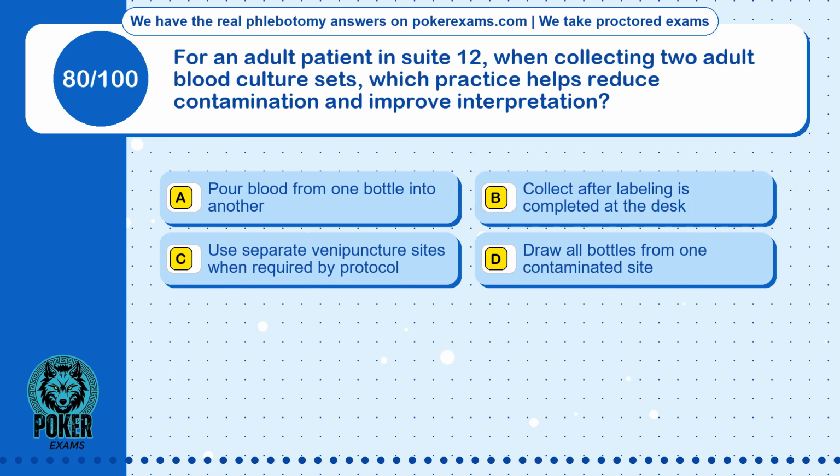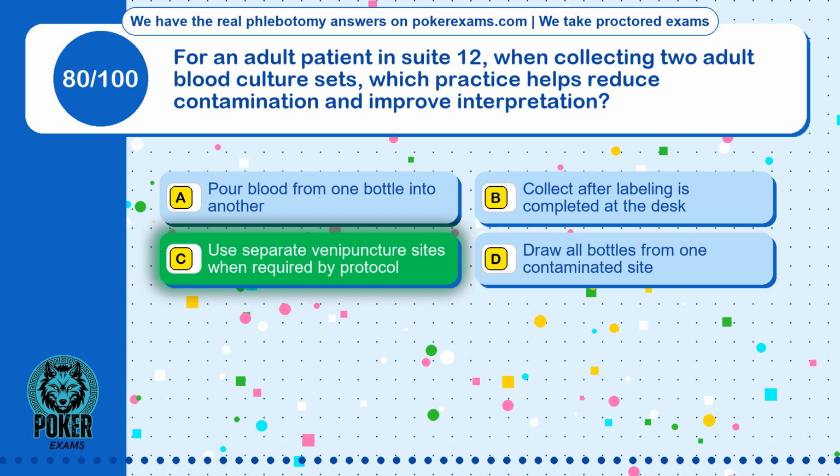Question 80. For an adult patient in Suite 12, when collecting 2 adult blood culture sets, which practice helps reduce contamination and improve interpretation? Option A. Pour blood from one bottle into another. Option B. Collect after labeling is completed at the desk. Option C. Use separate venipuncture sites when required by protocol. Option D. Draw all bottles from one contaminated site.